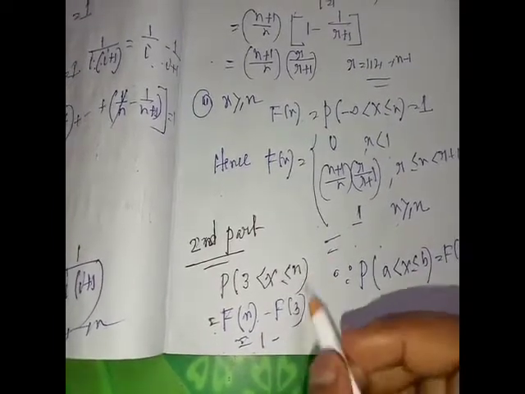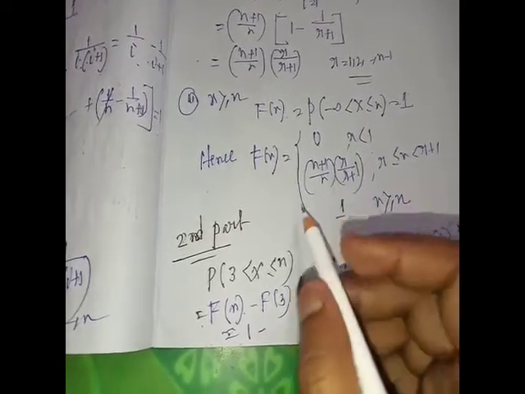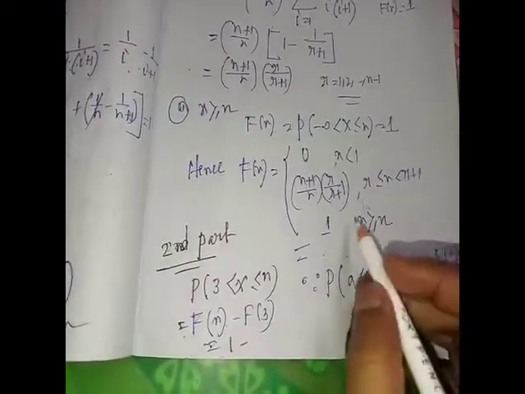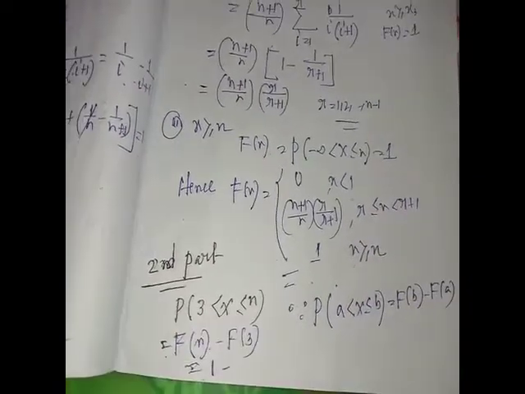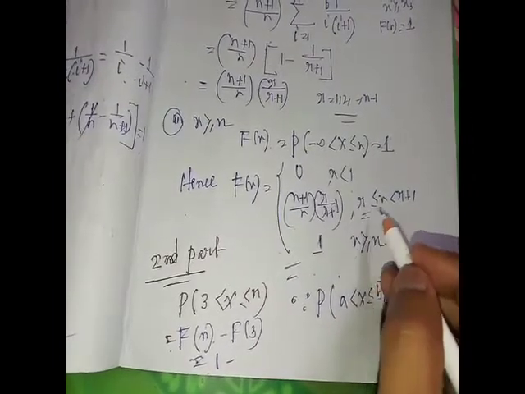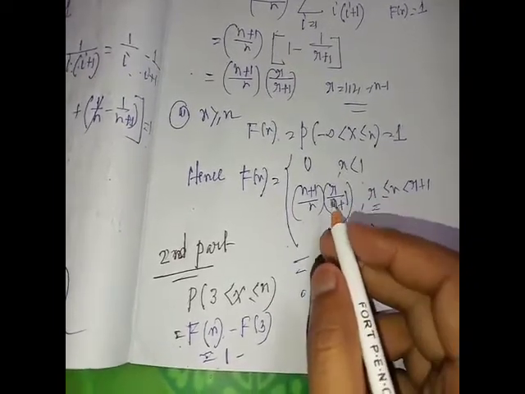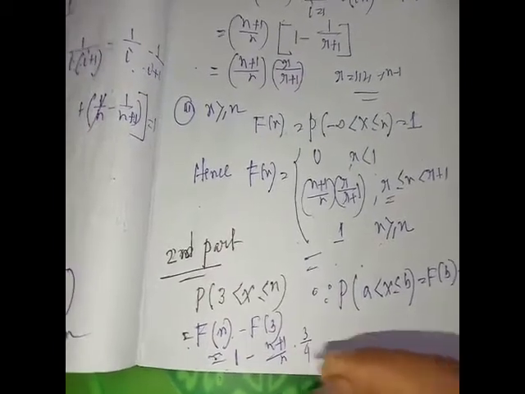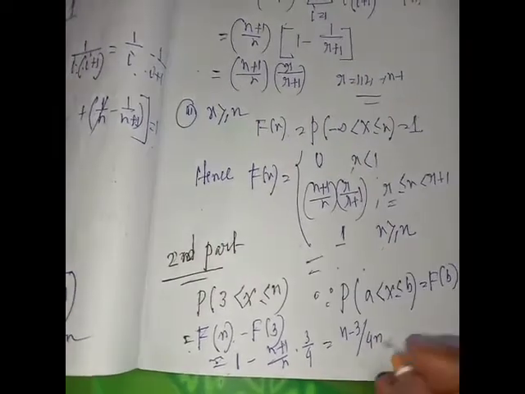F(3): from this result, we put r equal to 3. If we put r equal to 3, we get (n+1)/n times 3/4. So after calculation we get (n−3)/(4n). This is the required result.